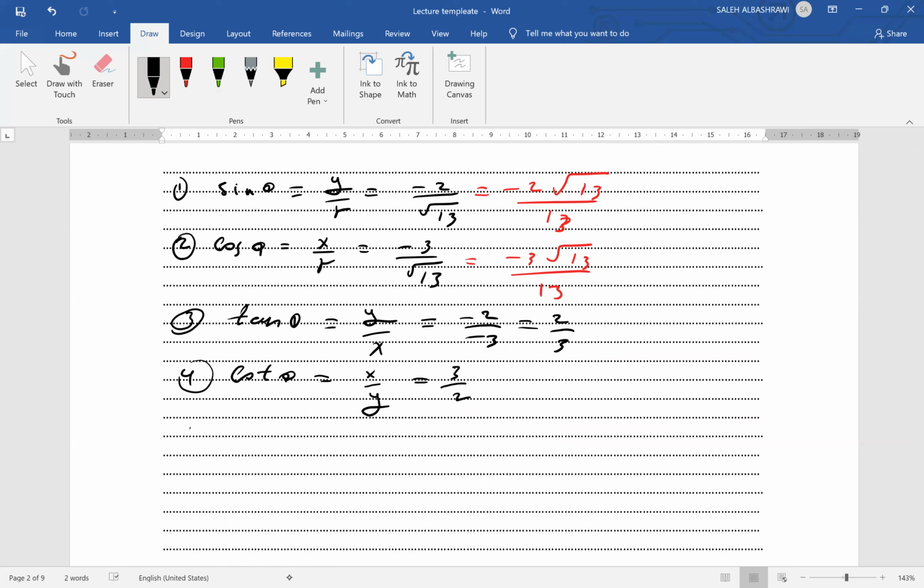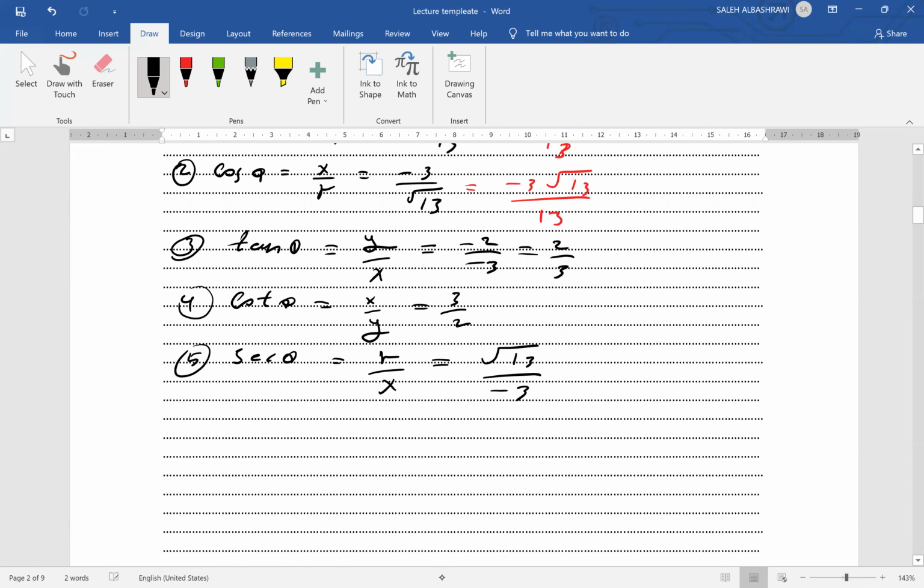Number 5, secant of theta, which is equal to r over x. That will be square root of 13 divided by x, which is equal to minus 3. That is equal to square root of 13 divided by minus 3. Number 6, cosecant of theta equal to r over y, which is equal to square root of 13 divided by minus 2.